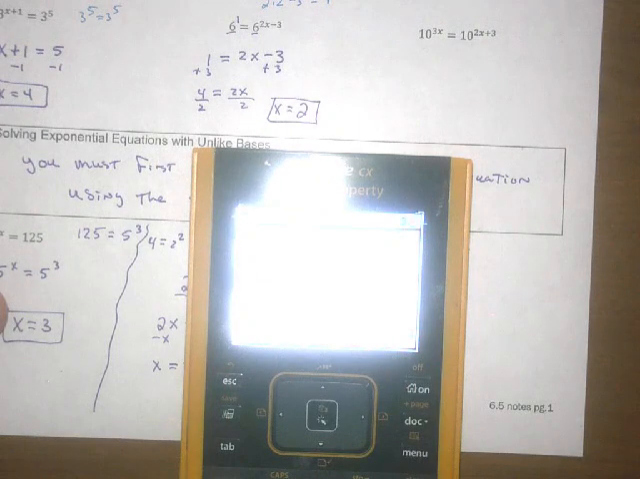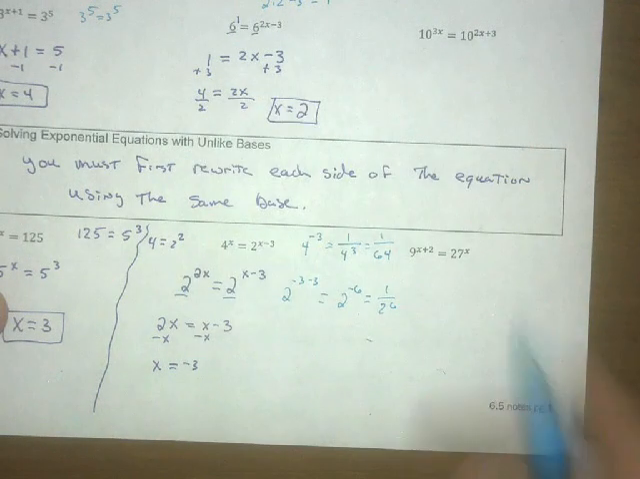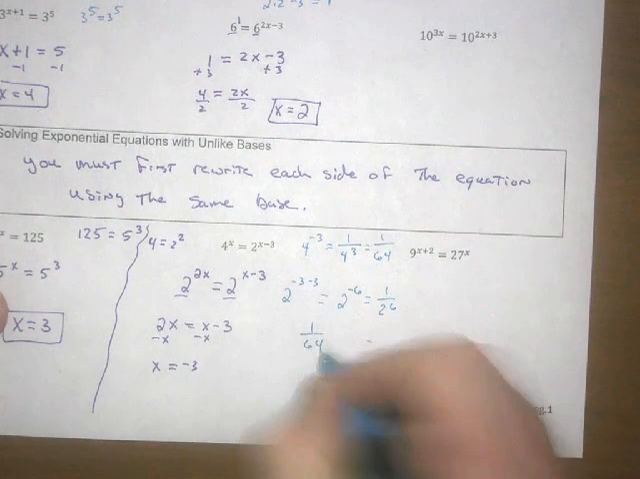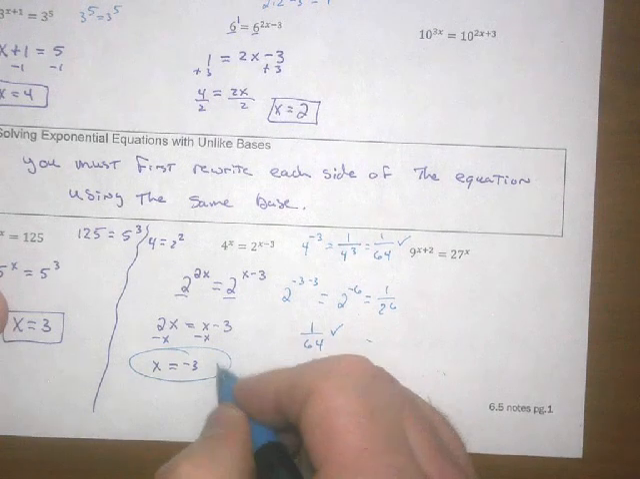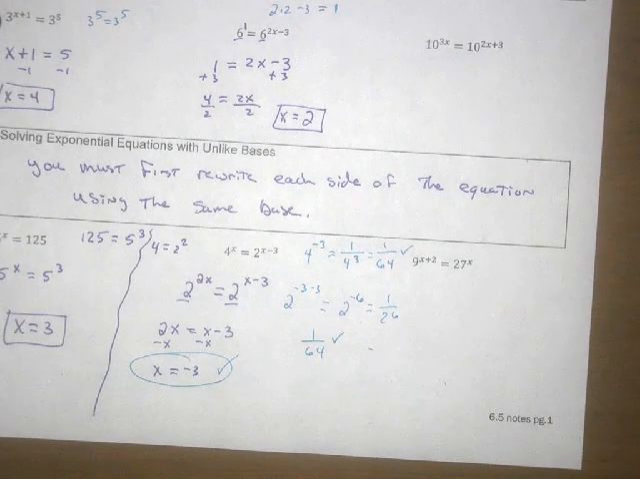And again, I don't anticipate you to know that. So we go 2 to the 6th power, and guess what? We get an answer of 64. So that does come out to 1 over 64 as well. So our answer is 100% correct.